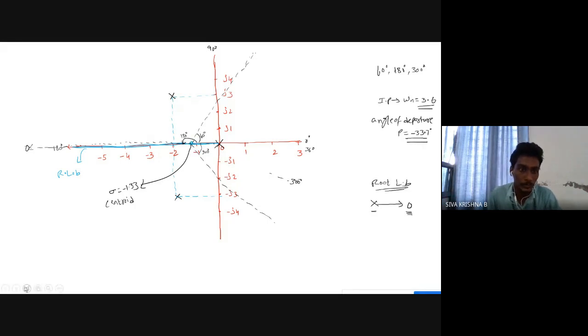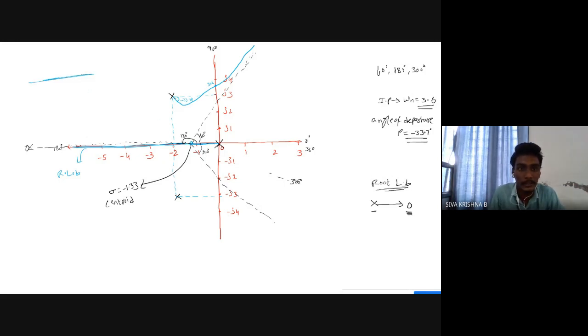So let me take one more color. This is the angle of departure. It will move like this with 33 degrees and then go like this. It touches at 3.6. This is the minus 33.7 degrees approximately. This is the reference angle. This horizontal is the reference, and negative downwards is minus 33.